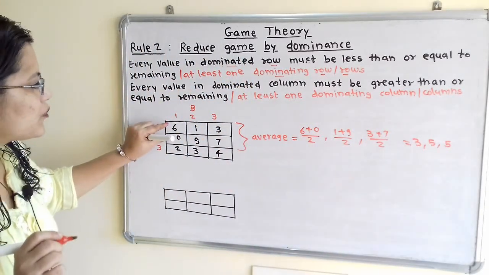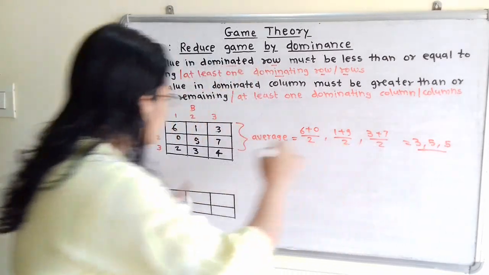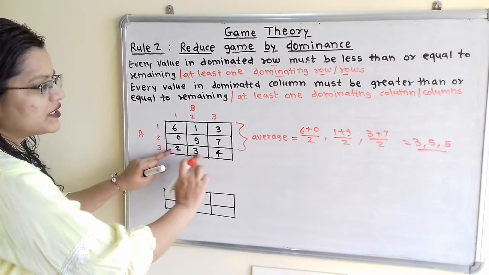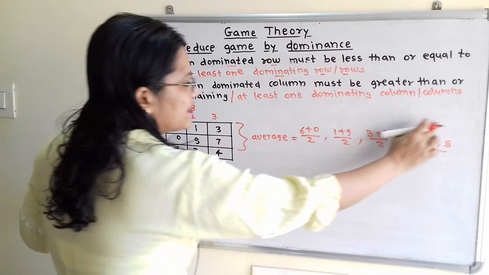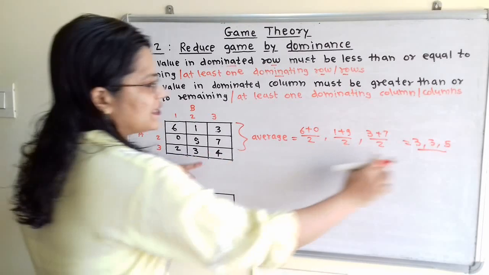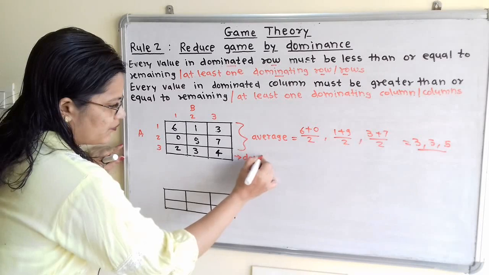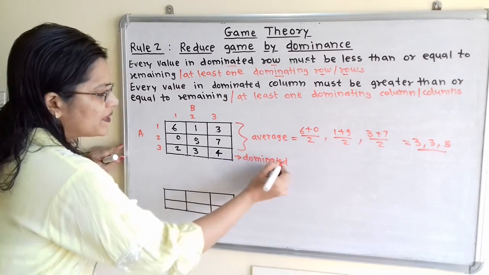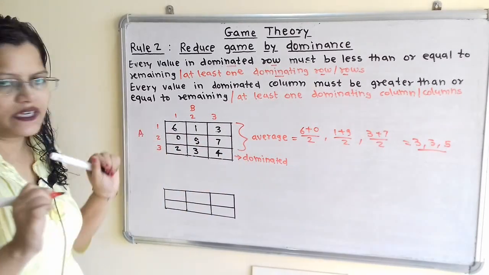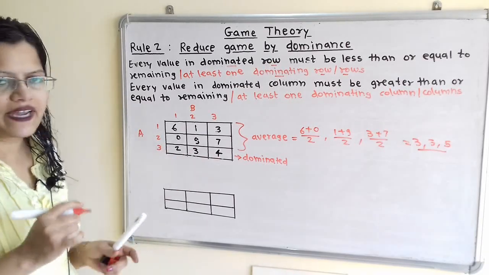Now we will compare. Because this is the average of 1 and 2, we will compare these numbers with row number 3. If we observe, each element of row number 3 is less than this average, that is, 2 is less than 3, 3 is less than 5, and 4 is less than 5. So we can say that this row is the dominated row, dominated by the average of these two dominating rows. So this row we can delete.